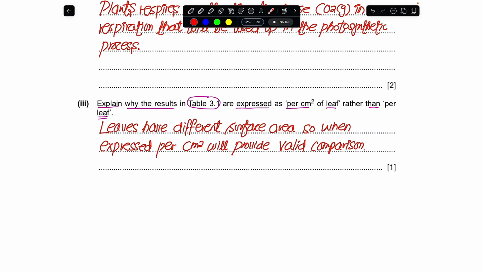So the answer you were required to write was that the leaves have different surface areas. So when we express the carbon dioxide being used up per centimeter square, this allows for making a valid comparison.